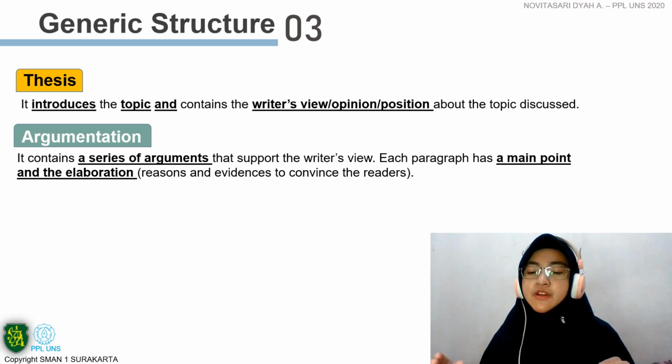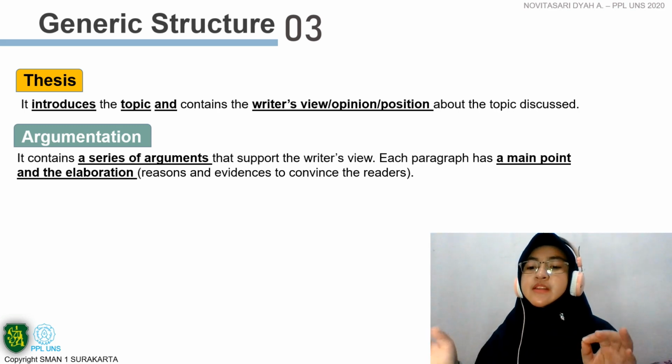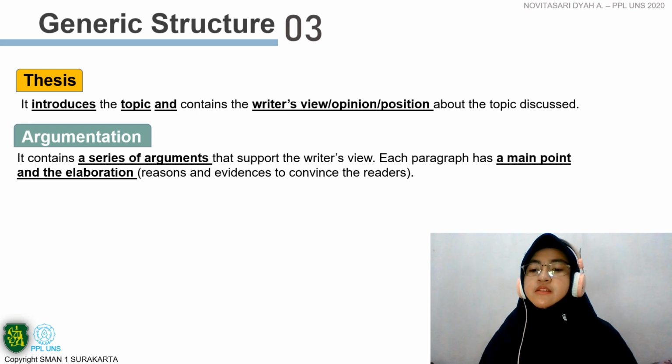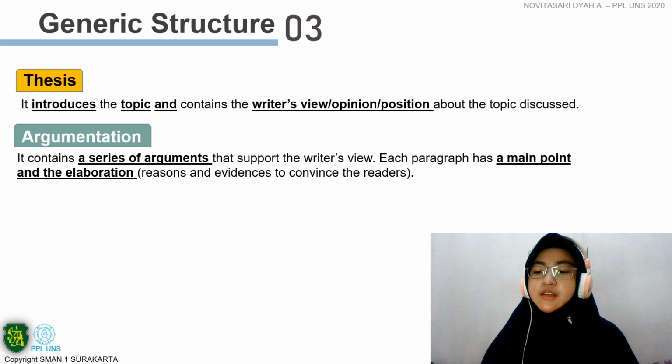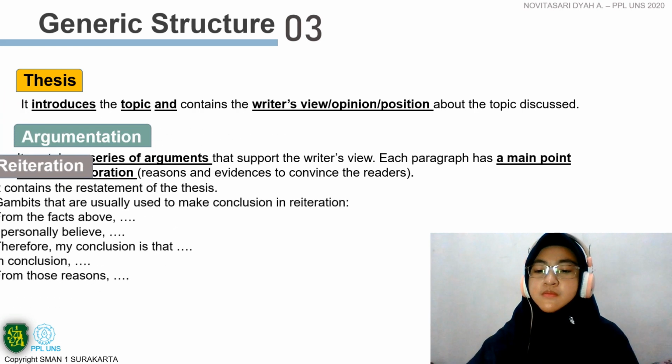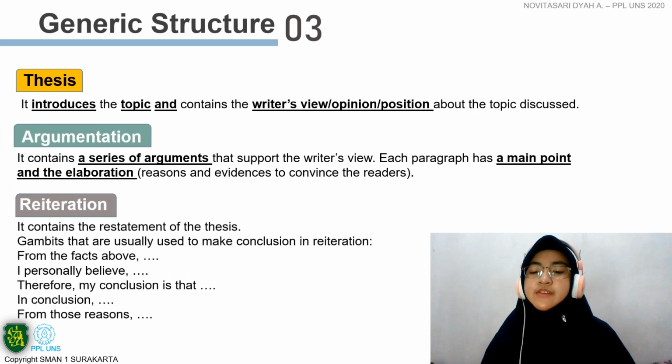And each paragraph contains the argument itself and then the elaboration. What is the elaboration? The elaboration is the example of the argument or the evidence of the argument so that your argument is valid, okay? It is the same with the second and the third arguments, or even the fourth if you have 4 arguments. And then the last one, we have the reiteration.